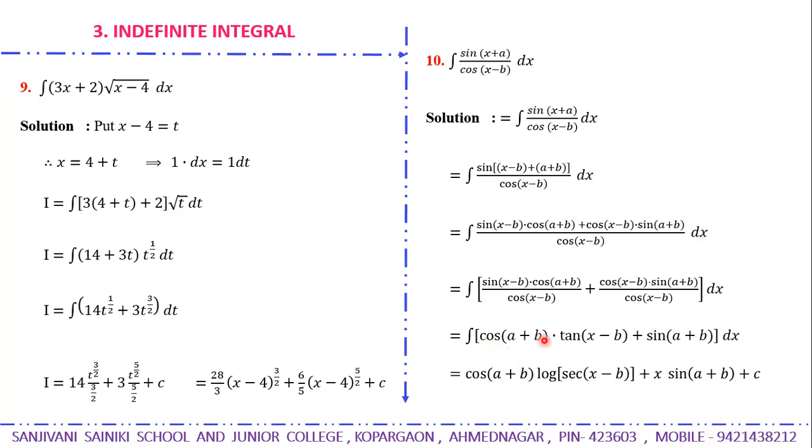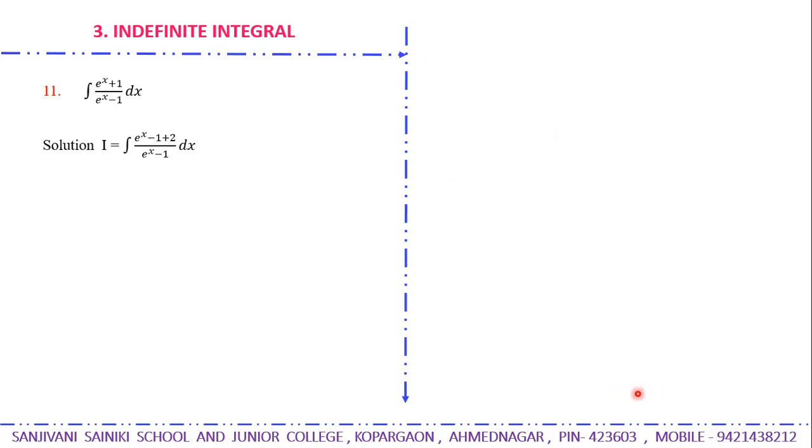So cos(a + b) is a constant, so we can keep it as it is. The integral of tan(x - b) is log of sec(x - b), plus sin(a + b) is a constant and the integral of dx is x. So this is the integral of the given function.